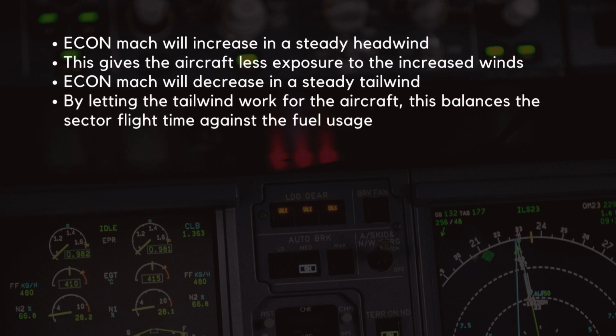When using a cost index, the ECON Mach will increase in a steady headwind. This gives the aircraft less exposure to the increased winds. Conversely, the ECON Mach will decrease in a steady tailwind. By letting the tailwind work for the aircraft, this balances the sector flight time against the fuel usage.